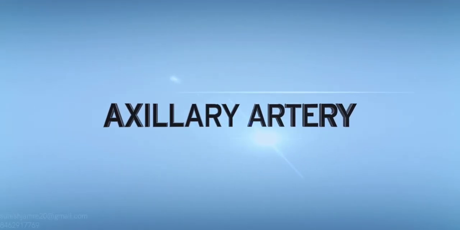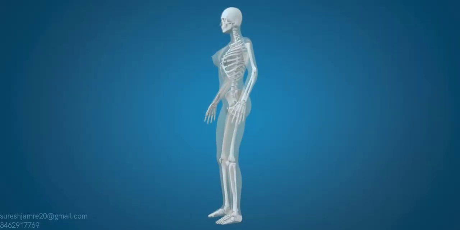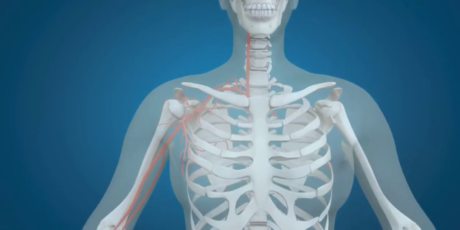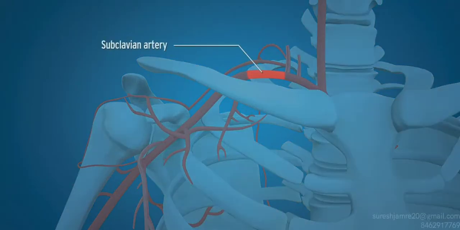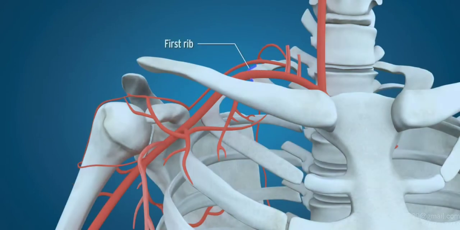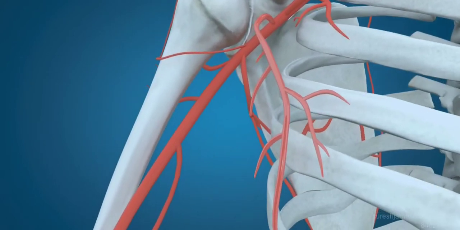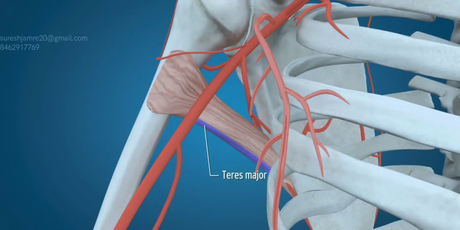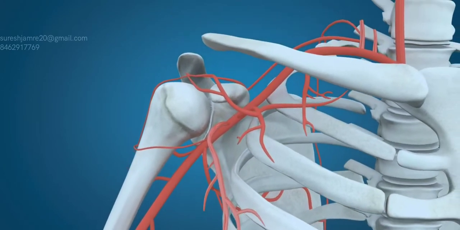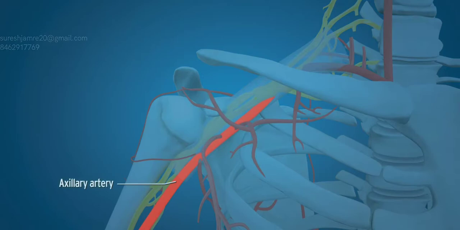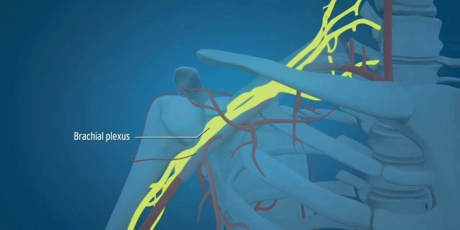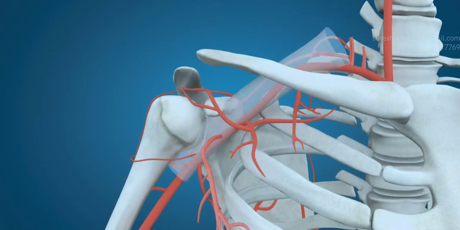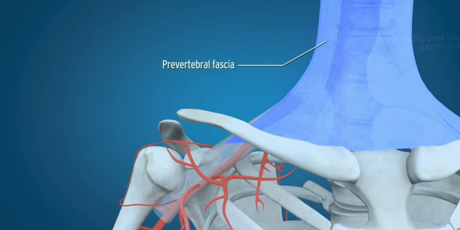Axillary artery. The axillary artery is the primary artery of the upper limb. It is the continuation of the subclavian artery at the outer border of the first rib and runs down into the arm. It continues as the brachial artery at the lower border of the teres major. The axillary artery and the cords of the brachial plexus are covered and protected by the axillary sheath, which in turn is derived from the prevertebral fascia of the neck.